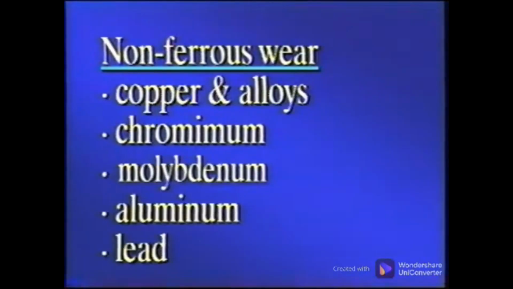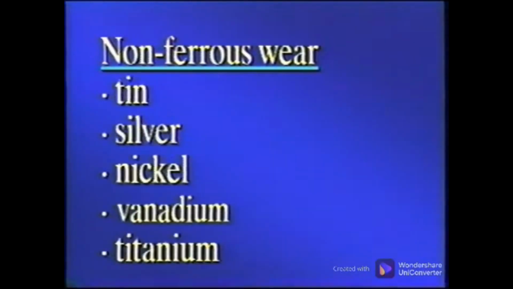Non-ferrous wear metals are copper and copper alloys, chromium, molybdenum, aluminum, lead, tin, silver, nickel, palladium, and titanium. The copper alloys will range in color from salmon pink to brown, with varying shades of yellow. Nickel and chromium will be bright silver in color, while tin, lead, and aluminum will be various shades of gray and white.